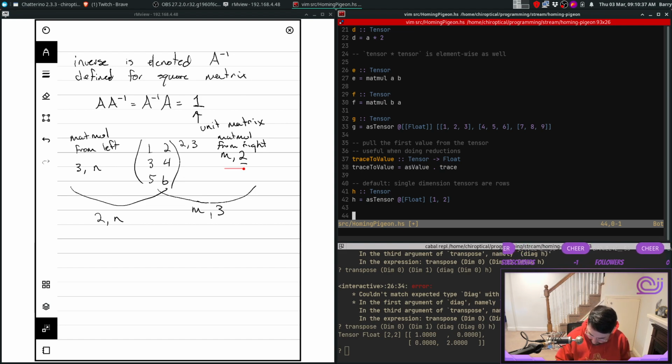Because this 2 is k. This is k. So it's m by n. That's m, that's n. M is the thing coming from the right. K is 2, so it's m by 3. Gosh, I always mess this up, literally every single time. It should be ingrained in my head by now, but it's not. So anyway, there we go.